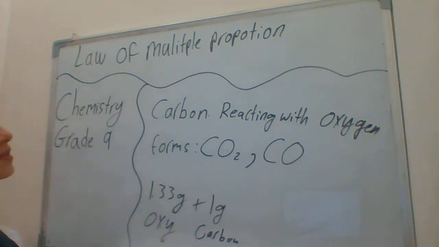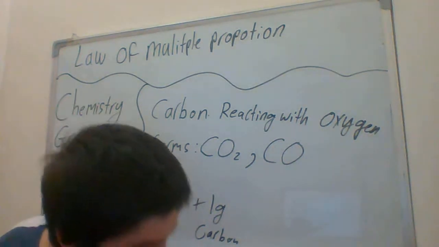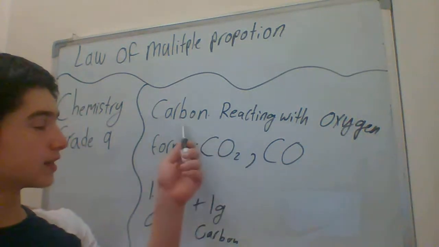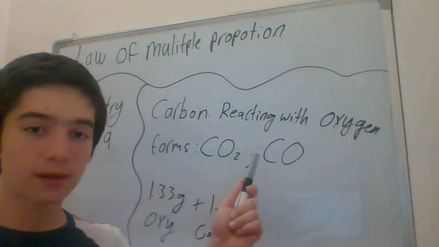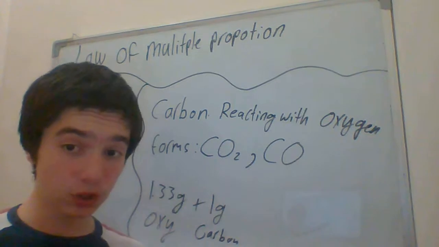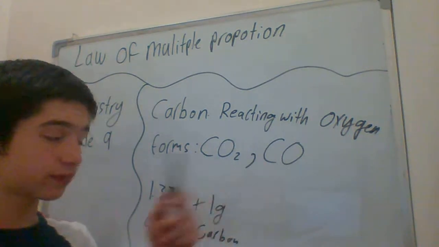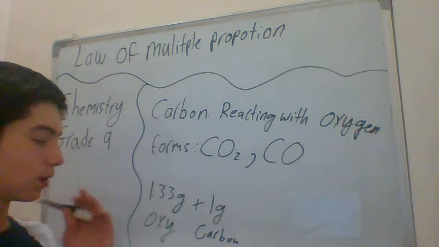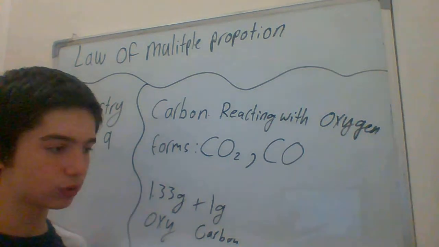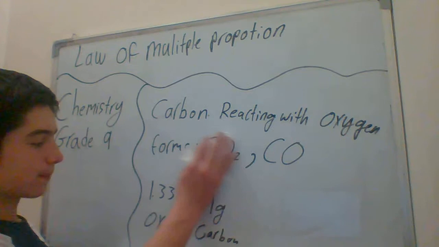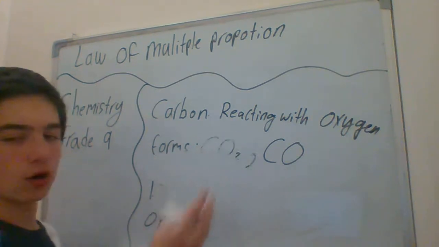So that's all. That's the law of multiple proportions. It simply says that two different elements bonding together, if they have different proportions or ratios of mass, can form different compounds. And we gave the example of carbon dioxide and carbon monoxide. So that's all about our lesson for today, and I hope it was useful.